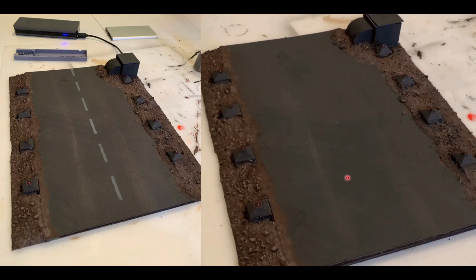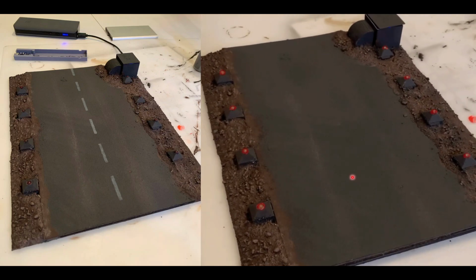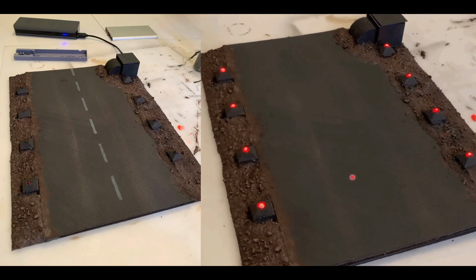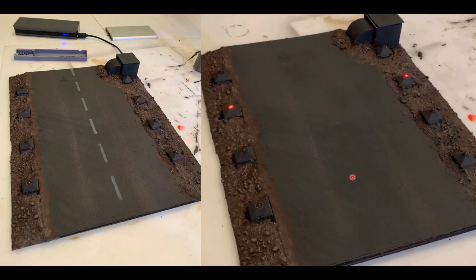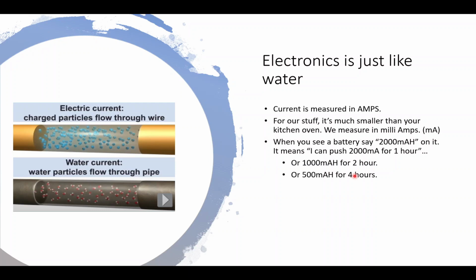Now, the point of this presentation is to get you familiar with some of the terminology we use when working with electronics, and to get you familiar with hooking things up, hooking up LEDs and so on in the systems that you're dealing with. Electronics is just like water. If you think of it like water and think of how you've used a gardening hose and so on, it really helps. The current is measured in amps. So you'll hear me talk about amps and milliamps and things like that.